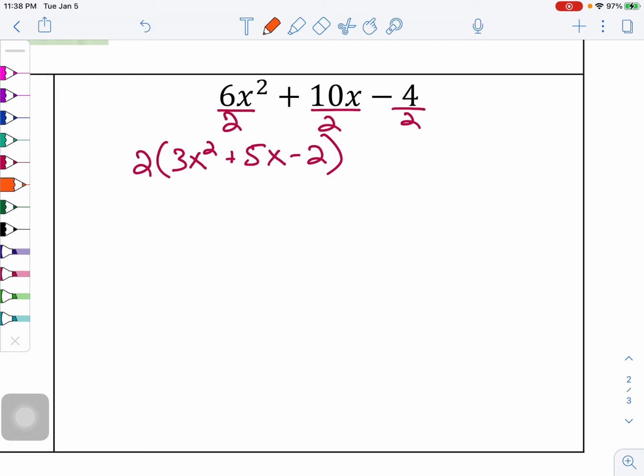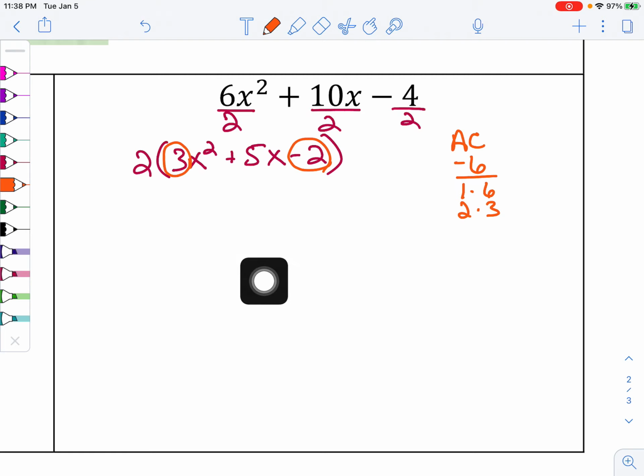Now I'm going to go ahead and do the AC method, or again, you could do factor or guess and check on this. So let's see, I'm going to take my A value here of 3, my C value here is negative 2, so AC is going to be negative 6. So 1 times 6 and 2 times 3 are the only things that work. And I need to multiply to a negative 6, which means one of these two numbers needs to be negative, not both. So no matter what I do with a 2 and a 3, if one of them is negative, there's no way I'm making a 5, positive or negative 5.